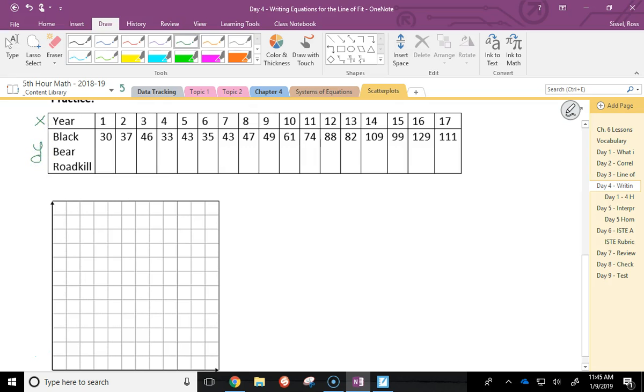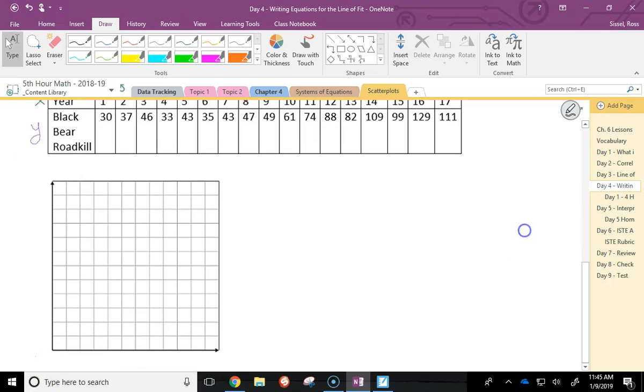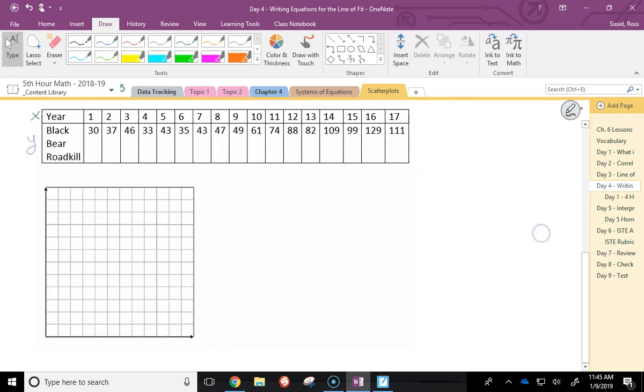Actually, I'm going to use separate colors so when I do our scale, you can see that. We have year as X, black bear road kills as Y. We now have to create our scale to plot this. How do I make my scale for X?